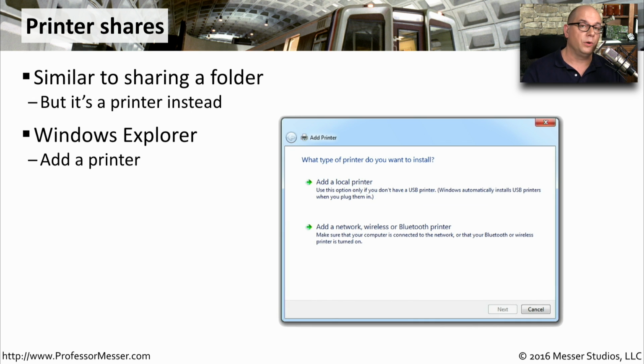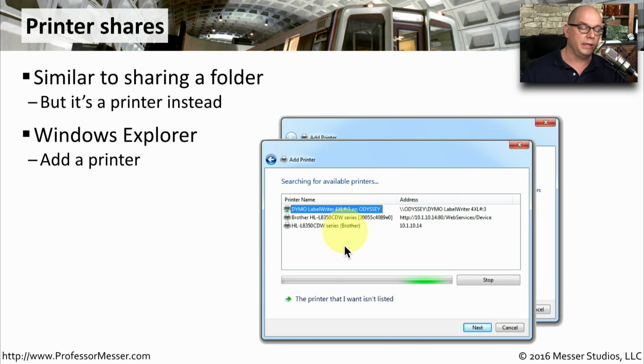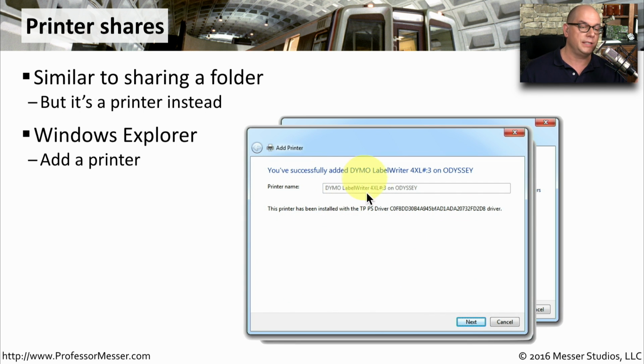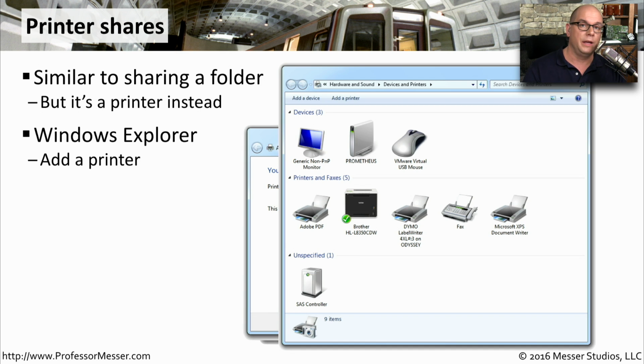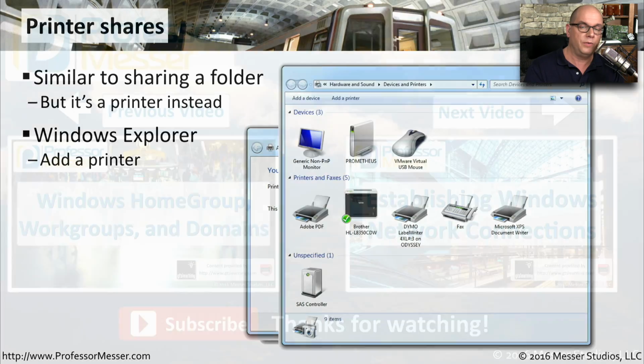To define one of your local printers as now a network accessible printer, you can go to Windows Explorer and add a printer. You would choose to add a network, wireless, or Bluetooth printer, and then it will give you a list of available printers that you could share on the network. In our case, we'll choose this Dymo label writer, and I'll click Next, and then it will tell me that I've successfully added that particular printer on my computer. And from this point, anybody who accesses the network is able to see that that printer is available, and they can print directly to that printer from their workstation.